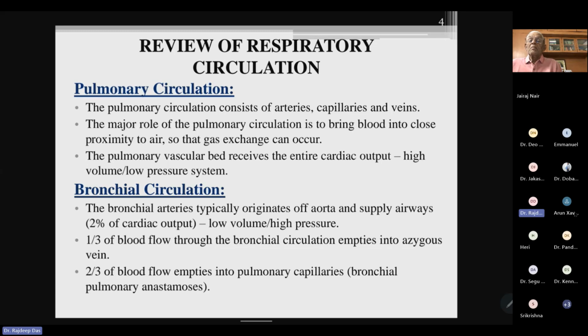While the bronchial circulation, the bronchial arteries originate from the aorta and supply the airways, which is very minimal, approximately 2% of the cardiac output, but the system is a low volume and high pressure system. 1/3 of the blood flow through the bronchial circulation empties into the azygos vein, while the rest 2/3 of the blood flow empties into pulmonary capillaries.